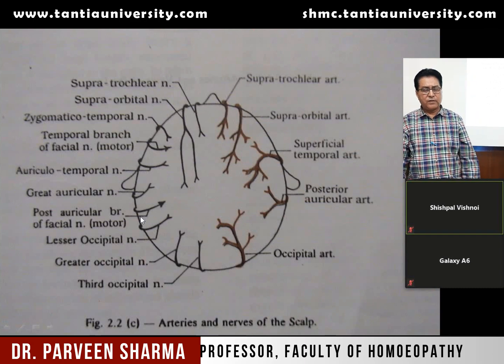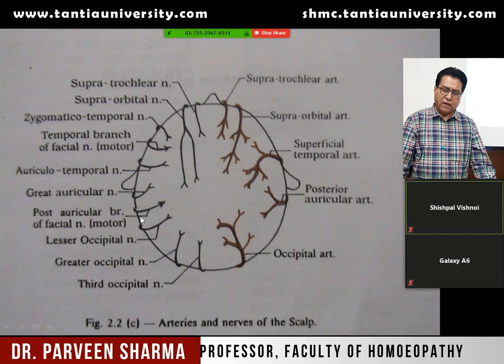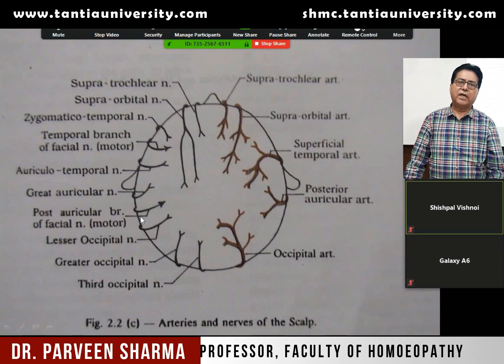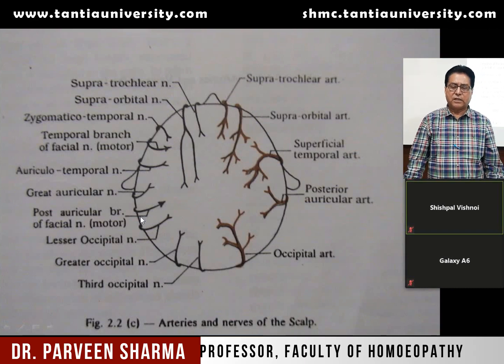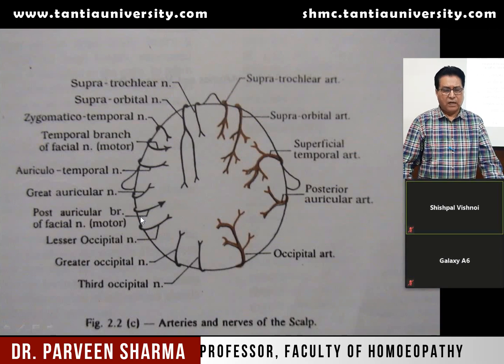So sensory nerves are basically the branches of the trigeminal nerve. In the scalp, the nerve supply in front of the ear, the sensations are carried by the trigeminal. If you remember, trigeminal means 3. You have 3 branches: ophthalmic, maxillary and mandibular. These branches supply the skin of the face as well as the skin of the scalp.